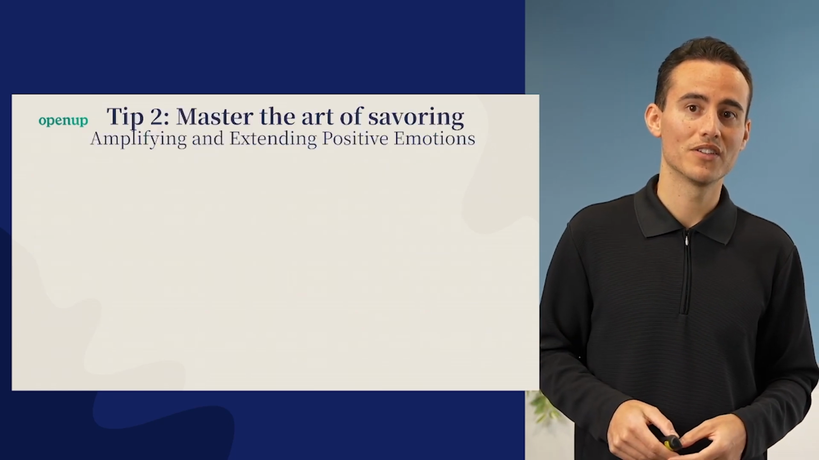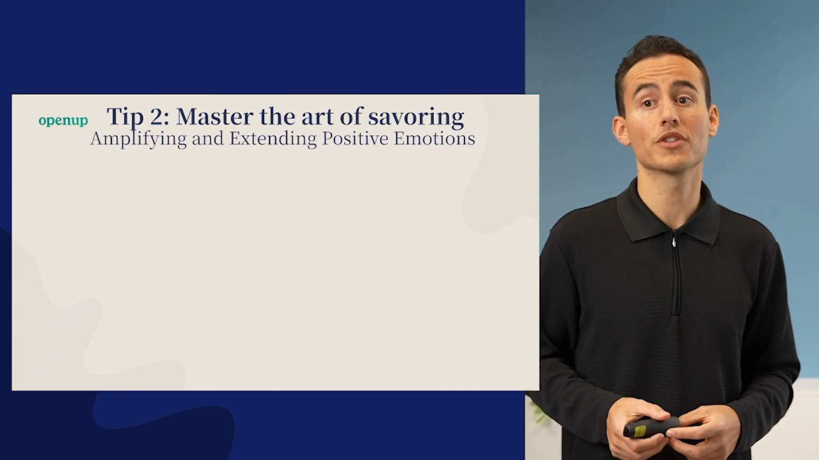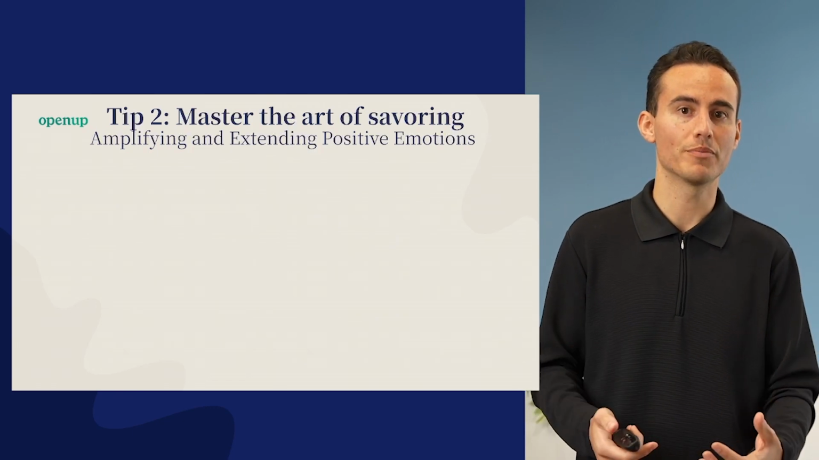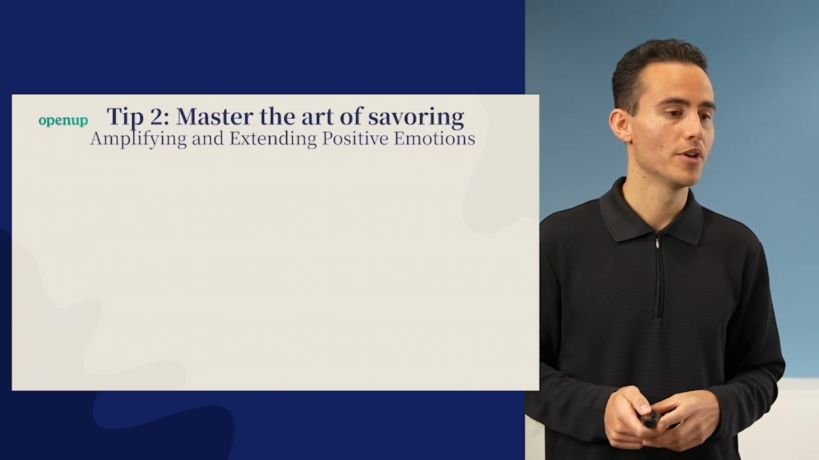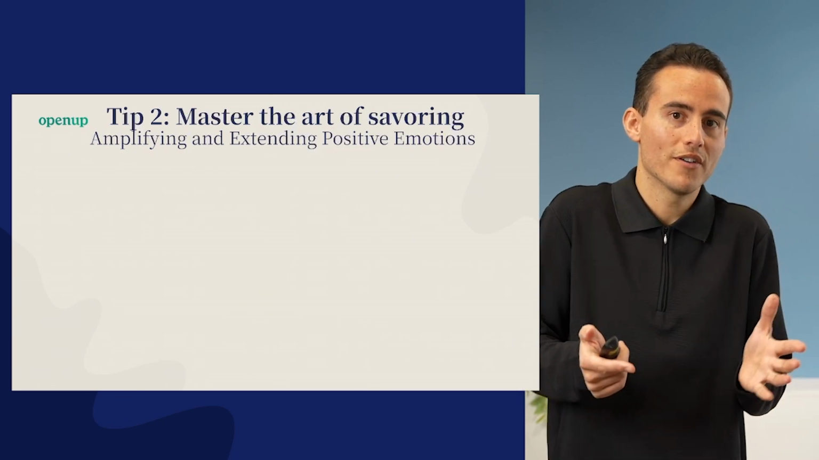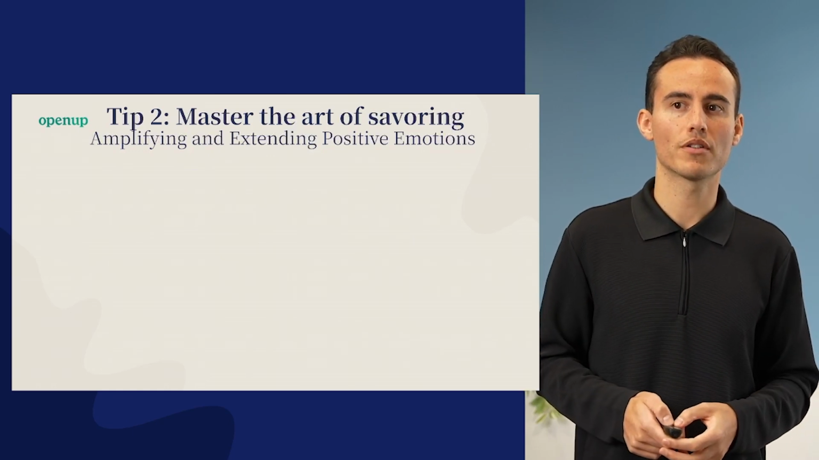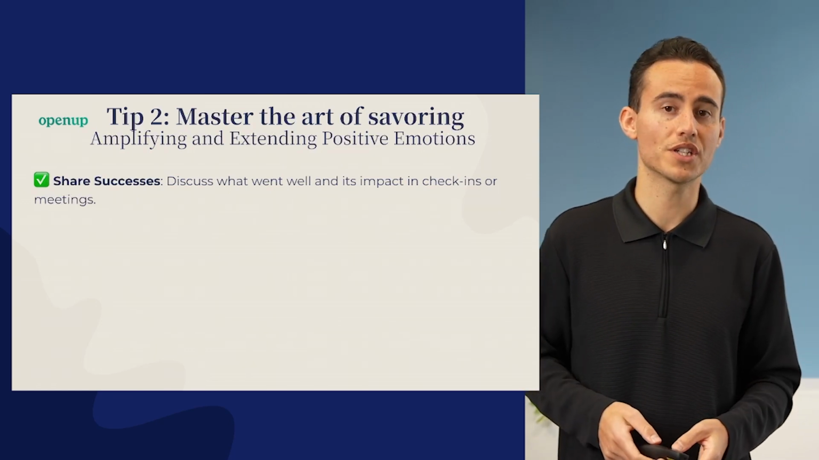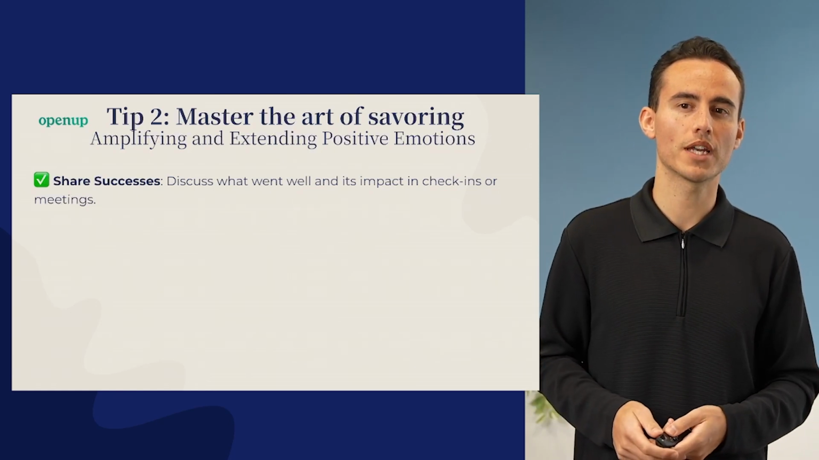Then we enter the second tip, and the second tip is about mastering the art of savoring. Savoring is all about amplifying and extending your positive emotion, because again, satisfaction will not remain for long, and you are also prone to focus more on the negative. Here I present you with some general forms or tips which can maybe help you to be a bit more creative about how to master the art of savoring. One way would be to share your successes more often. Discuss during check-ins or meetings what went well, and of course what you can improve on, but being more aware of what went well can help you.